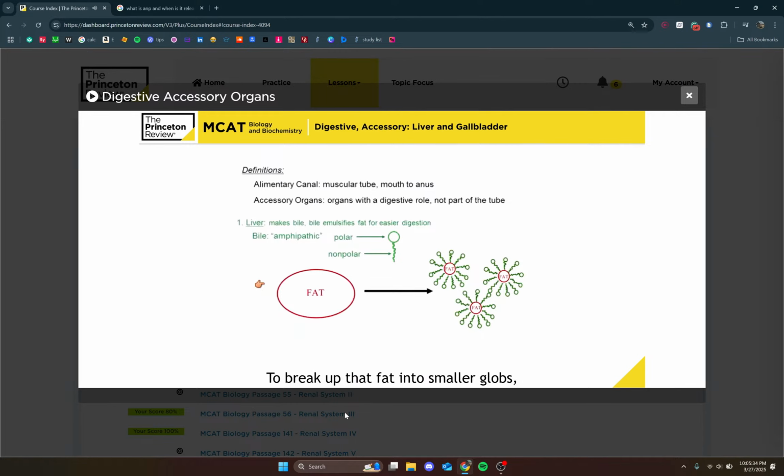To break up that fat into smaller globs, allow it to mix into the system better, and allows it to be more easily digested. Bile is made by the liver and stored and concentrated in the gallbladder. So the gallbladder produces a nice, concentrated squirt of bile that can get dumped into the intestine whenever you eat a high-fat meal. So important to note that bile does not digest anything. Bile is not an enzyme. Bile just breaks up the fat so it's easier for the lipase, the enzymes, to get in there and digest it. Sometimes the gallbladder does its job too well, and the bile starts crystallizing.